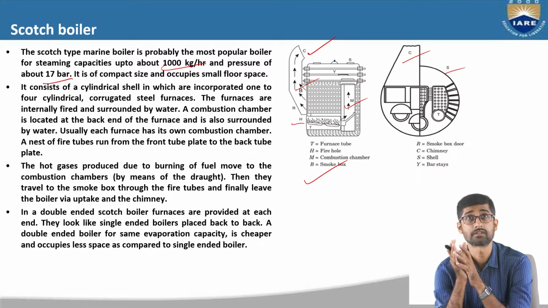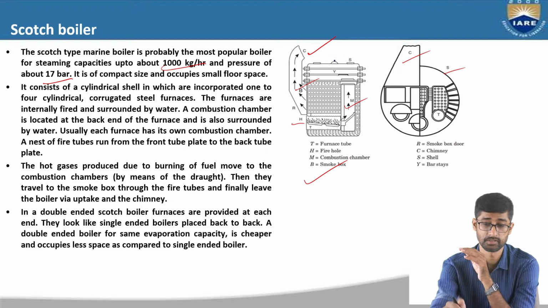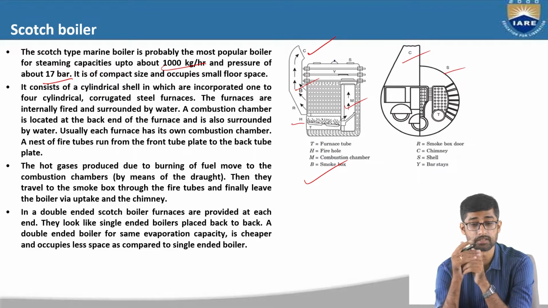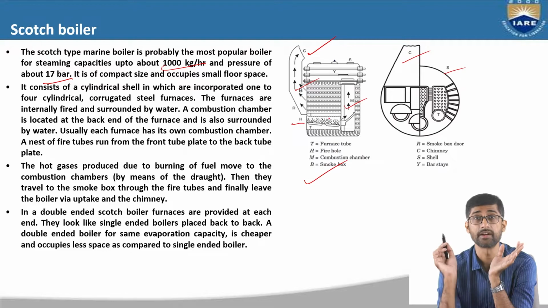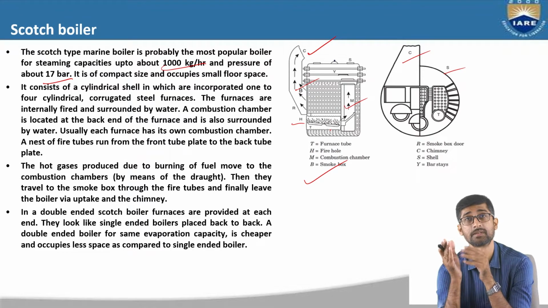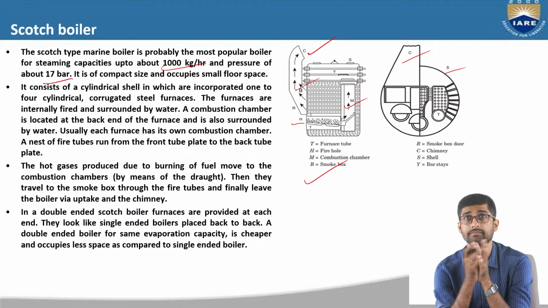This Scotch boiler consists of a cylindrical shell in which are incorporated 1 to 4 cylinders, right? And the furnaces are internally fired. Here the furnaces are internally fired. If you see, the furnace is inside the boiler. So this is one type of example of internally fired boilers, which is surrounded by water. That means we can say it is a fire tube boiler.